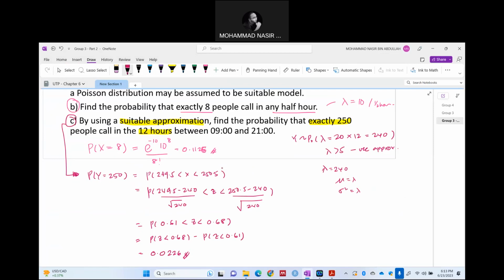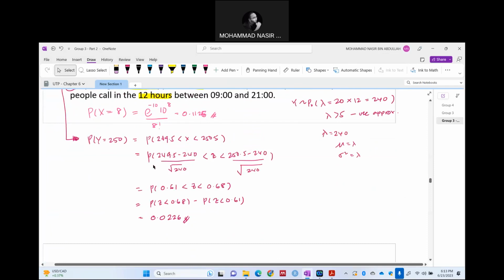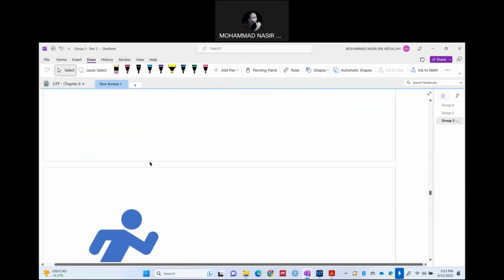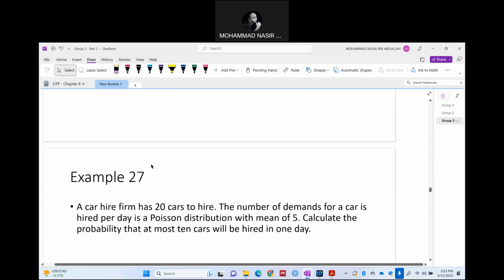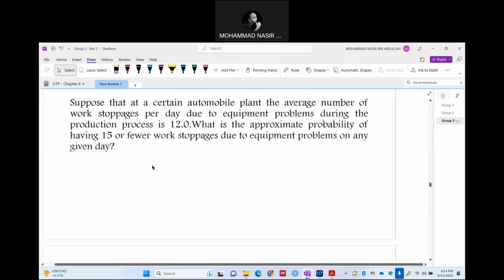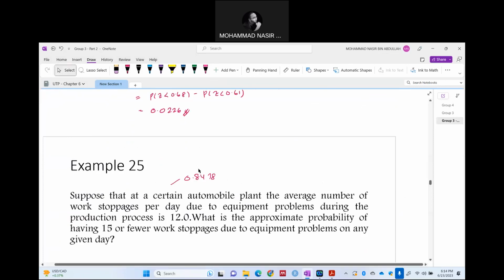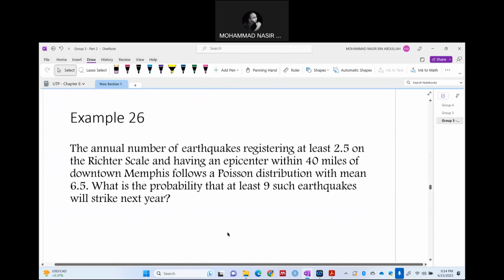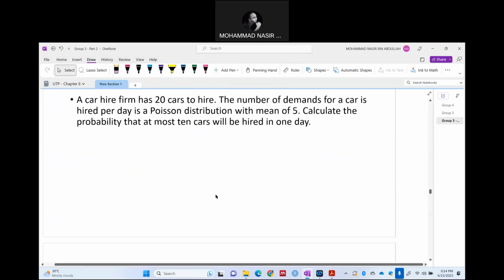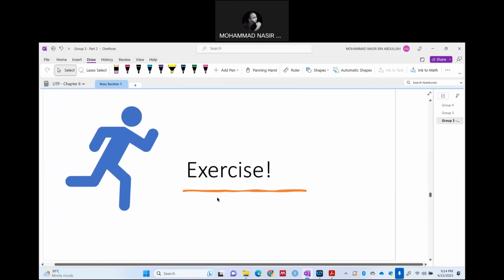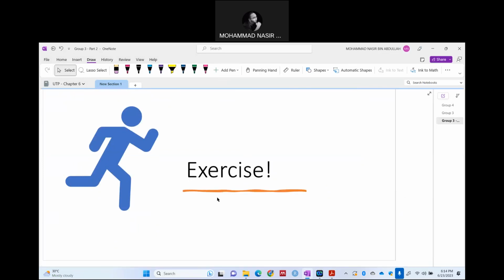You all okay? Very good. So example number 24 done? 25, 26, 27, I think these are easy questions, so you can do them by yourself. Or do you want the answer? Okay, 25 is 0.8438. 26 will be 0.2177. 27, I don't have the answer. Finished? Yeah, we finished already.